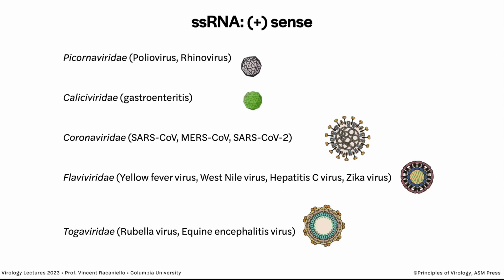Then we have Flaviviridae, yellow fever virus, West Nile, hepatitis C, Zika virus. These are all members of the Flaviviridae. Flavi, or flavus in Latin, means yellow, because the first virus of this family discovered was yellow fever virus. Why is it called yellow fever virus? Well, it reproduces in your liver. It gives you jaundice, and the whites of your eyes turn yellow. So hepatitis viruses, their effect is very easily seen by looking at the whites of your eyes. And then we have toga viruses, like rubella virus and equine encephalitis virus. So quite a few human pathogens.